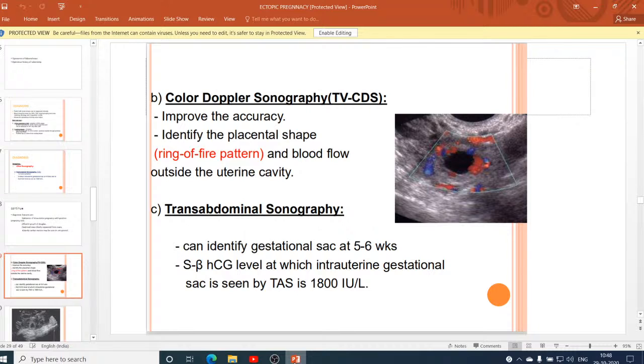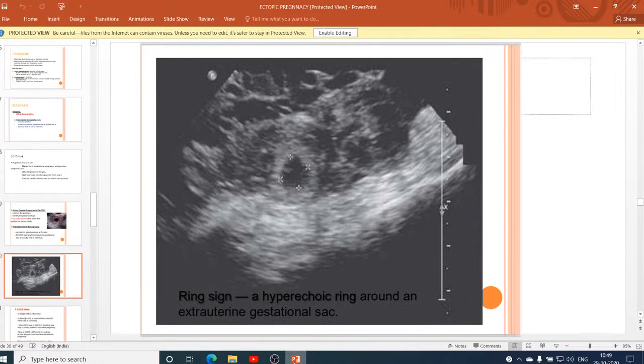Transabdominal sonography can identify the gestational sac at 5 to 6 weeks. Transvaginal can identify it at 4 to 5 weeks. So transvaginal is more sensitive and can diagnose early. Serum beta HCG at which an intrauterine gestational sac is seen by transabdominal is 1800 international units. That was 1500 for transvaginal. This is 1800.